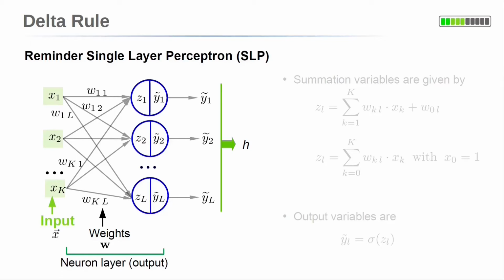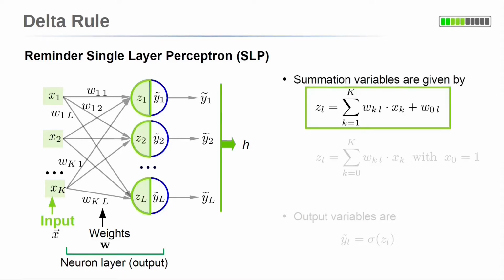This neural network takes capital K input variables, x1, x2, up to x capital K. The network processes these independent variables with capital L neurons. Each neuron performs a linear combination of the input variables with parameters w and adds a bias. For the lth neuron, this summation zl is the sum over k of wkl times xk plus w0l.